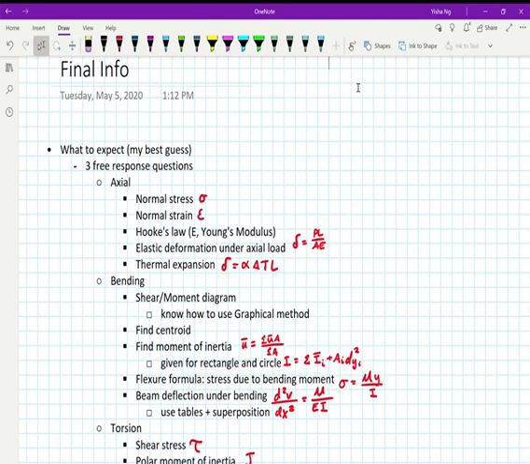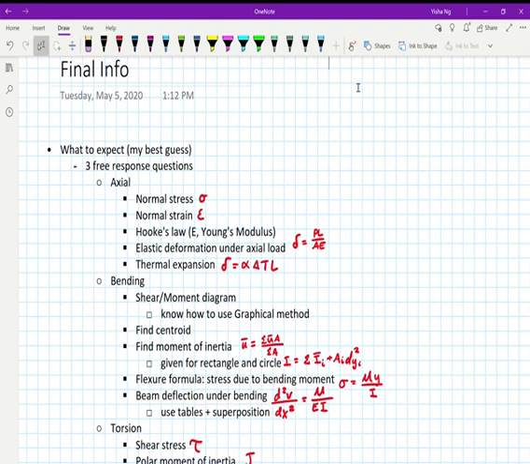And under the umbrella of axial, what you can expect is normal stress, normal strain. So those are the symbols associated with that. Possibly something to do with Hooke's law, which is involving E and Young's modulus. So you might have a stress strain curve that you have to find the Young's modulus off of the slope.